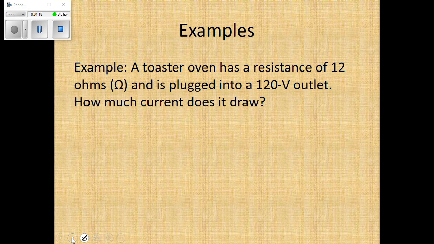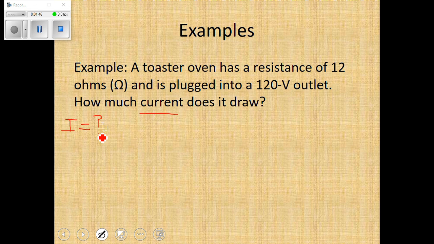Okay, so moving on, I want to go through a couple of examples for you just to make sure that we know how to use it. So the first example has a toaster oven, has a resistance of 12 ohms, and is plugged into a 120 volt outlet. How much current does it draw? So of course, the first thing is we always try to identify what is the variable that we're looking for, and we're looking for current. So I'm going to write that up here, and I'm just going to put a question mark. So current, remember, is the symbol I.